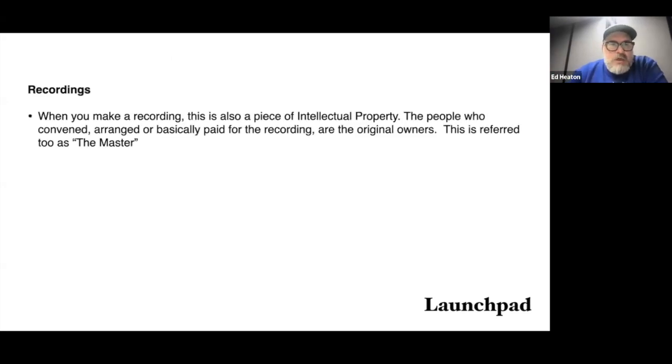So recordings. When you make a recording, this is also a piece of intellectual property. The people who convened, arranged, or basically paid for the recording are the owners. This is referred to as the master. So the publishing, sometimes referred to as the composition, is distinct from this, which is referred to as the master recording.